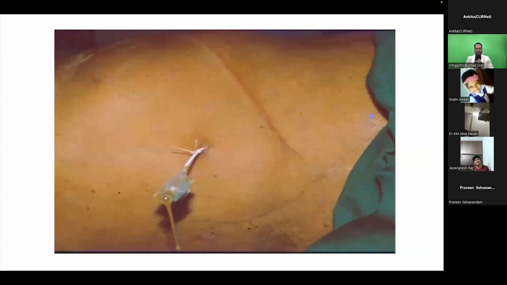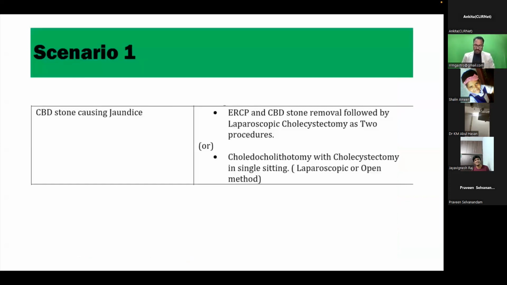That is what you are seeing here. In a patient with obstructive jaundice, we have put a tube directly into the liver with the help of a radiologist, and you can see the infected bile coming out. As the infected bile comes out, the patient will recover. Please remember, these are all emergency procedures. So the scenario number 1 I am discussing is a CBD stone causing jaundice.